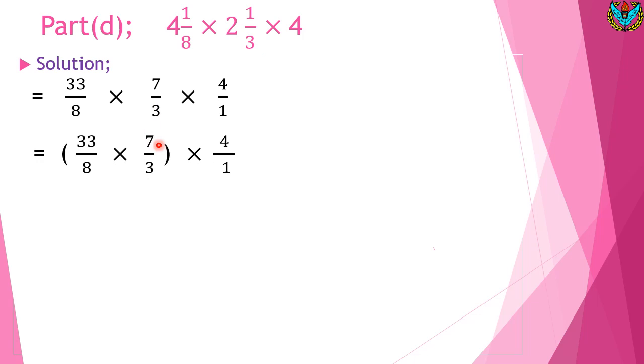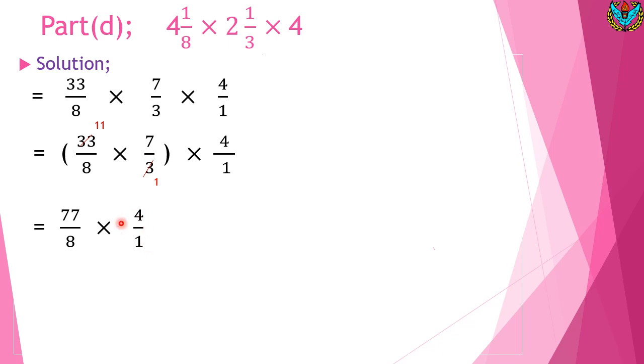So I have put a bracket like this. Now look carefully, this 3 and this 33, both of them are divisible by 3. So we can do cross cancellation here. Divide this 3 by 3, we get 1. Divide this 33 by 3, we get 11. Now multiply this 11 and this 7, this 8 and this 1. What do we get? 77 by 8 multiply 4 by 1 as it is.